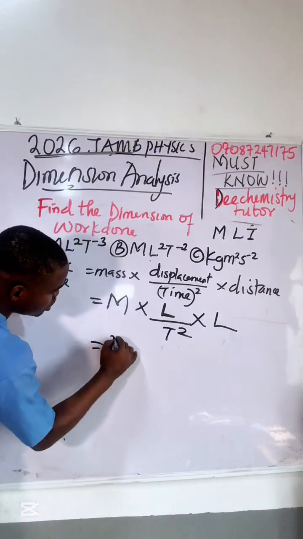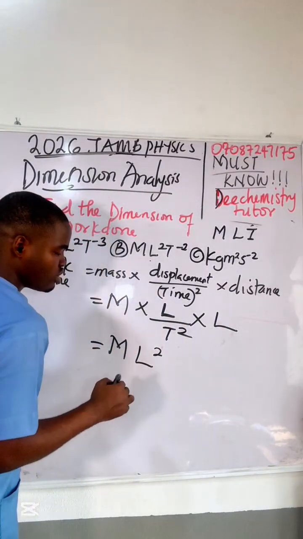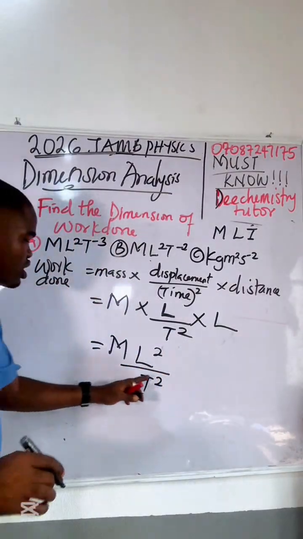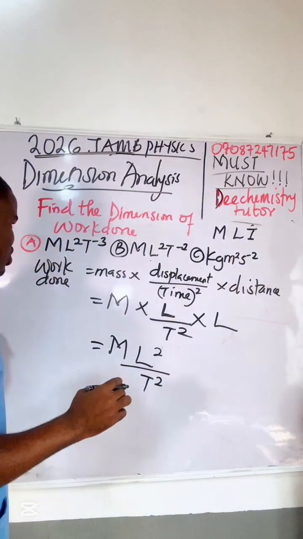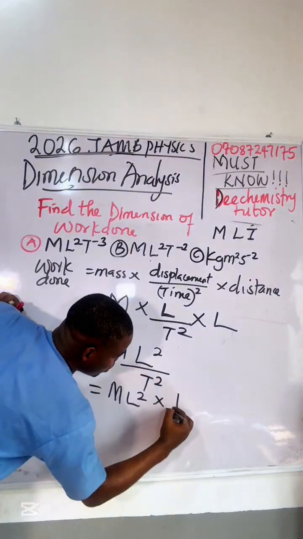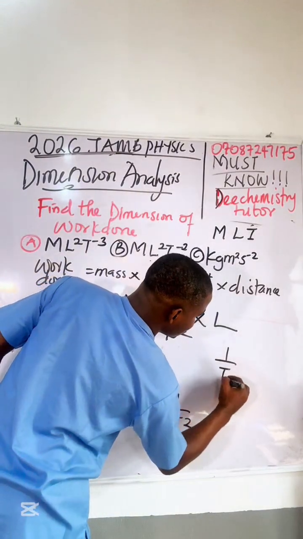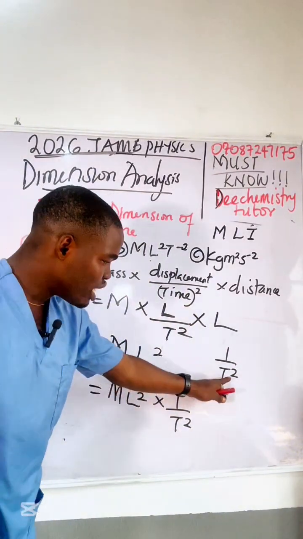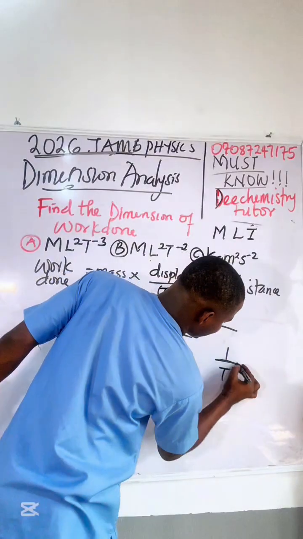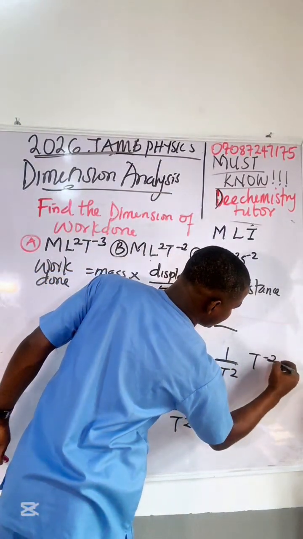So now let's go. This is capital M. Now L times L becomes L squared. Don't forget, T all over T squared. Now the concept is this. This is mathematics: M L squared times 1 over T squared. Anytime you have an inverse like this, 1 over T squared, if I want to write it as a single term without the 1 over, the stroke you are seeing here will affect it. Then it will become T minus 2.